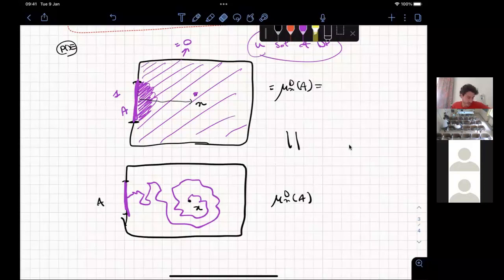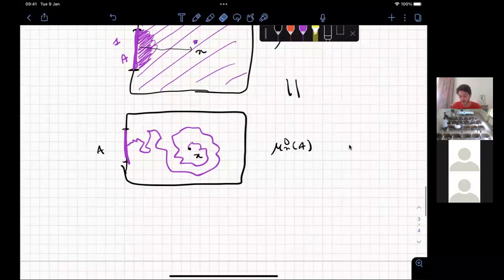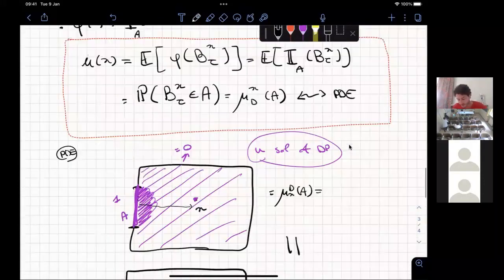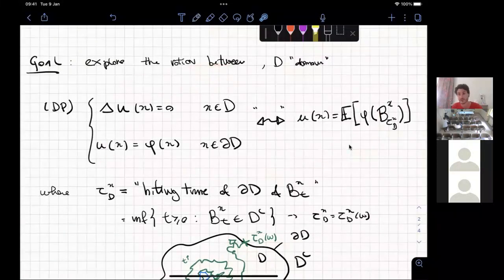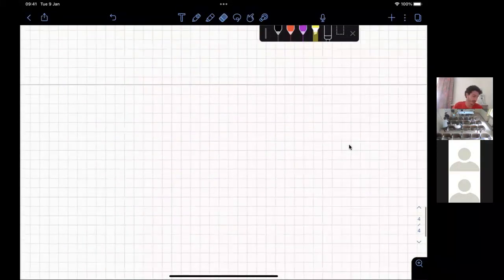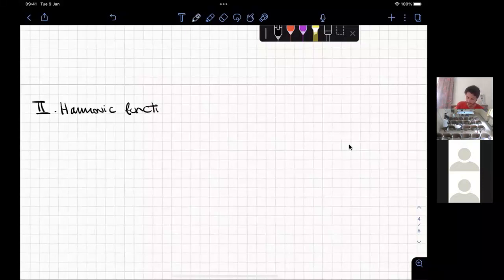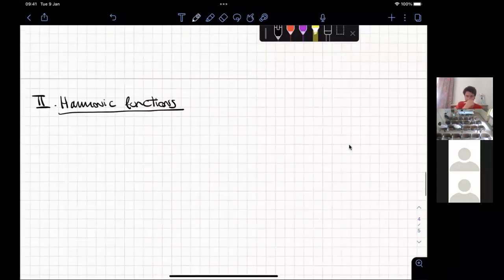Okay, so cool. We have done this very long introduction. Now the goal is to try to make this a little bit more formal, a little bit more clear. So let's start talking about harmonic functions. So what we need in order to characterize the Dirichlet problem: harmonic functions. I will be quick, but I will just set a little bit of notation and the definitions we need.